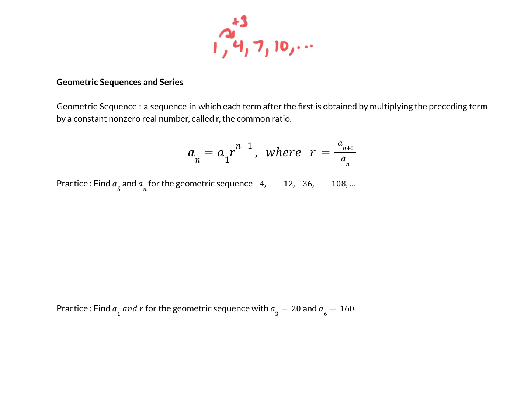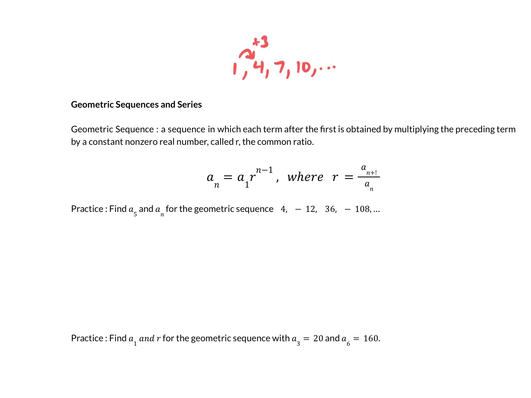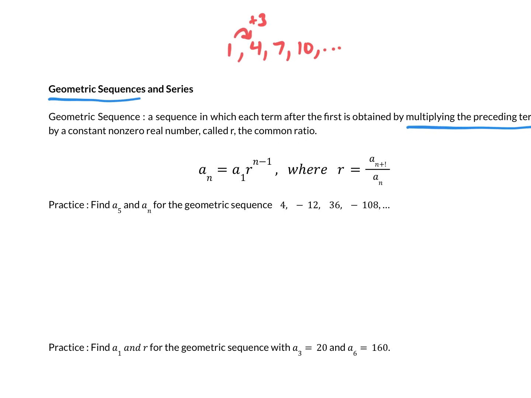Today we're going to talk about geometric sequences, and a geometric sequence is obtained by multiplying the preceding term by a constant non-zero. So a geometric sequence would be something like 1, 3, 9, 27, and I get those numbers because I multiply by 3 every single time.